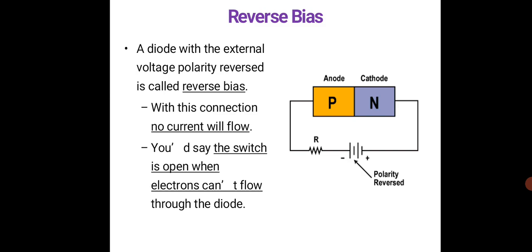The reverse bias is the reverse case. A diode with an external voltage polarity reversed, we call a reverse bias. Obviously there will not be a current flow, and you could say the switch is open when electrons cannot flow through the diode. From the diagram you could see the P material is connected to the negative terminal of the battery, whereas the N material is connected to the positive terminal of the battery. This is why polarity is reversed, and we call this a reverse bias.